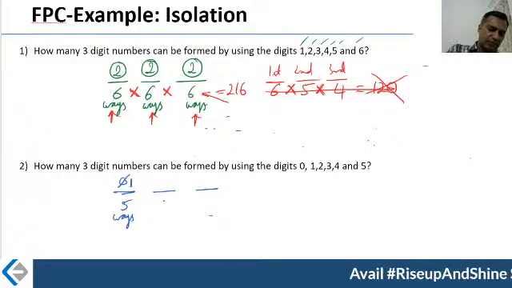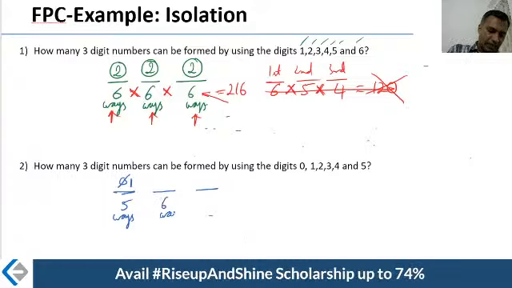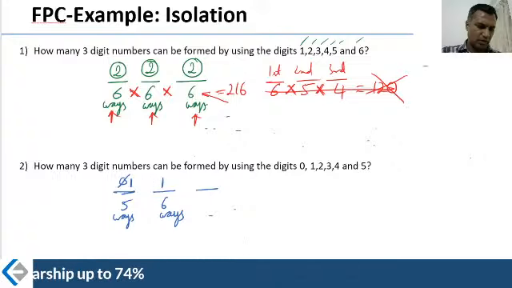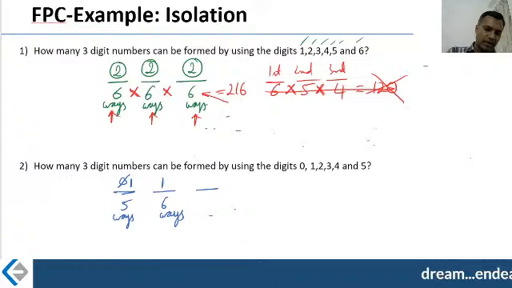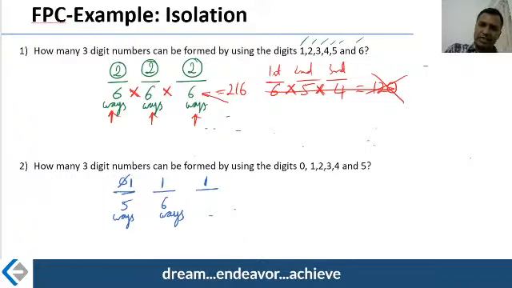Good. Second place can be filled in how many ways? 6 ways. Why? Can I write a 0 here? You can write a 0 here. Can I write a 1 here? You can write a 1 there. Can 111 be a number? Why not? It can be a number. Therefore, second place can be filled in 6 ways. Third place can be filled in 6 ways. Therefore 5 into 6 into 6.